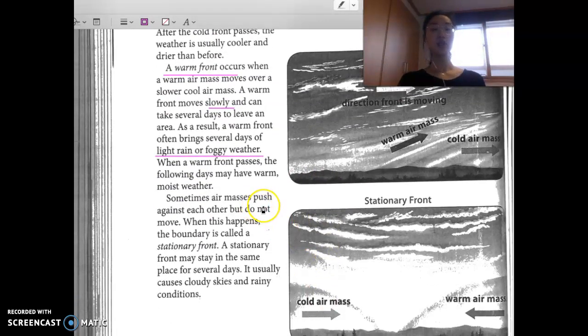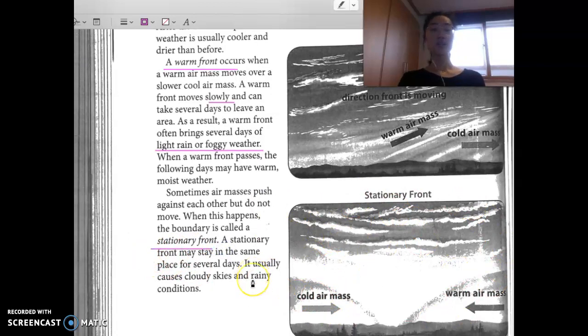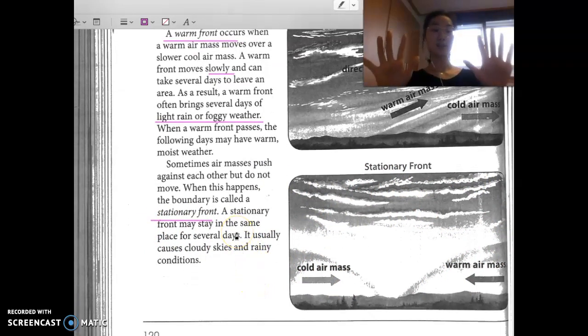Sometimes air masses push against each other but do not move. When this happens, the boundary is called a stationary front, as depicted in this picture. A stationary front may stay in the same place for several days. It usually causes cloudy skies and rainy conditions.